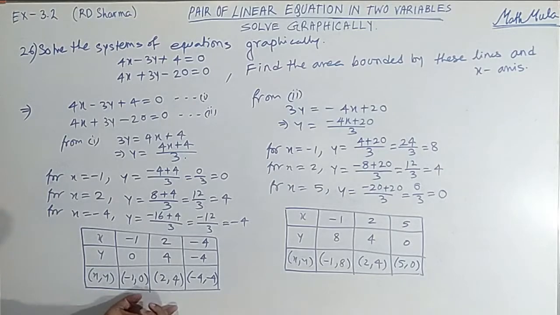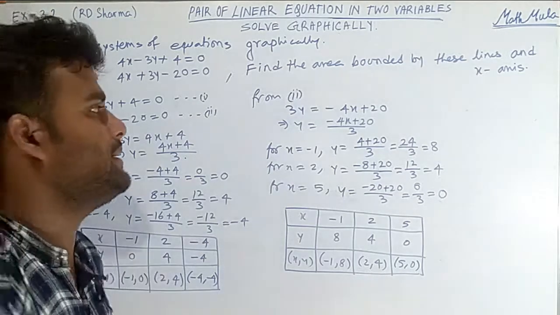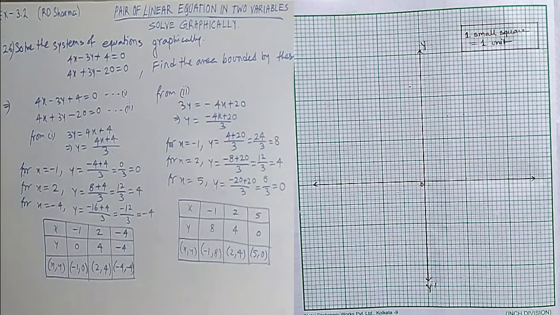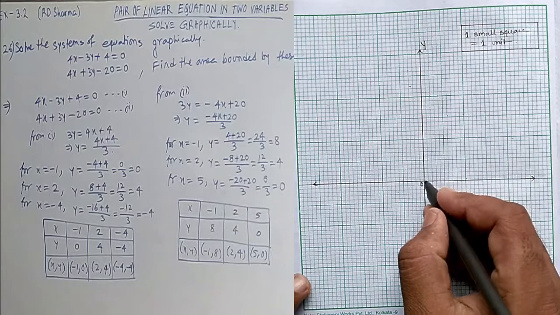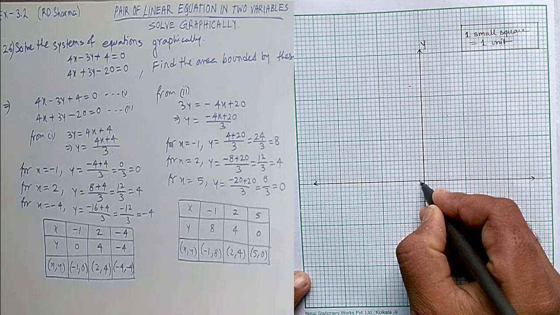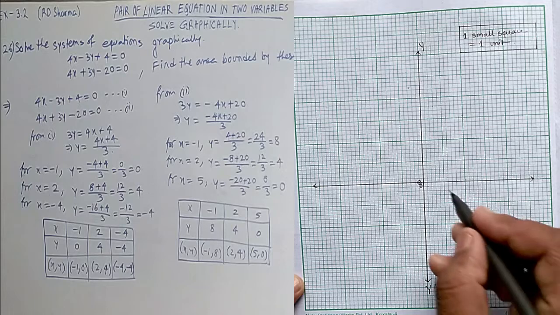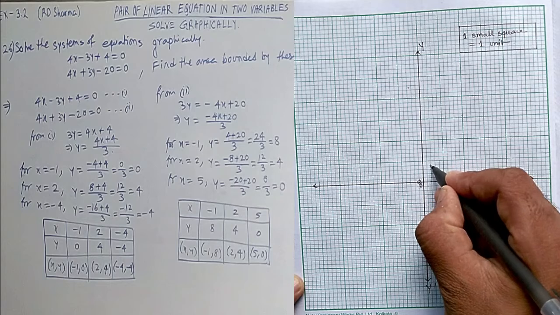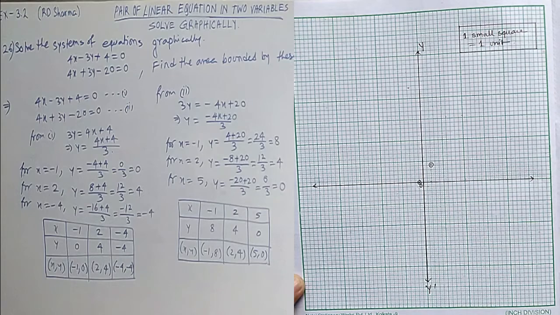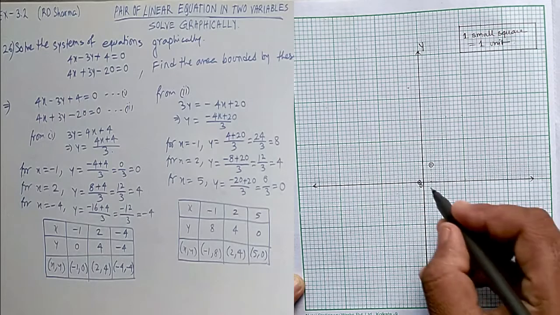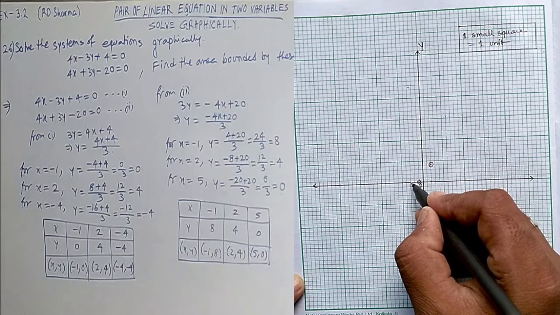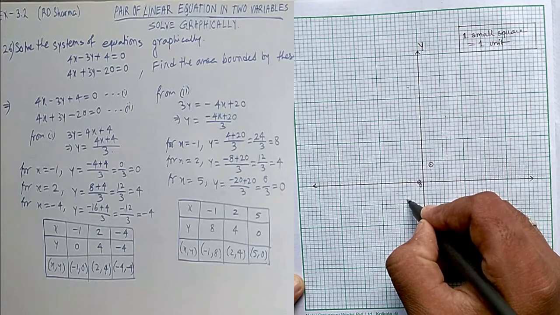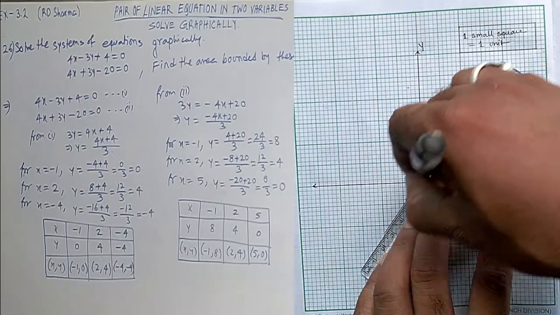Now we plot these points on the graph paper and draw the lines. For the first equation, the first coordinate is minus 1 comma 0, that is x equals minus 1, y equals 0, that means this point. The next point is 2 comma 4, that is x equals 2, and y equals 4, this point. The next point is minus 4 comma minus 4, that is x equals minus 4 and y equals minus 4, this point. Now we join these 3 points.